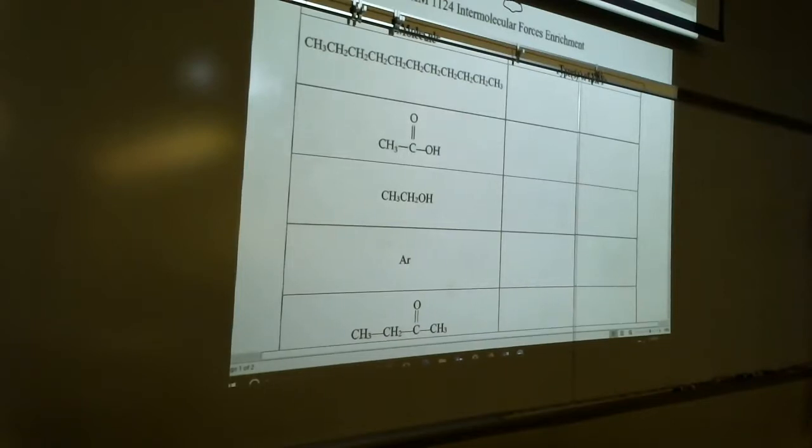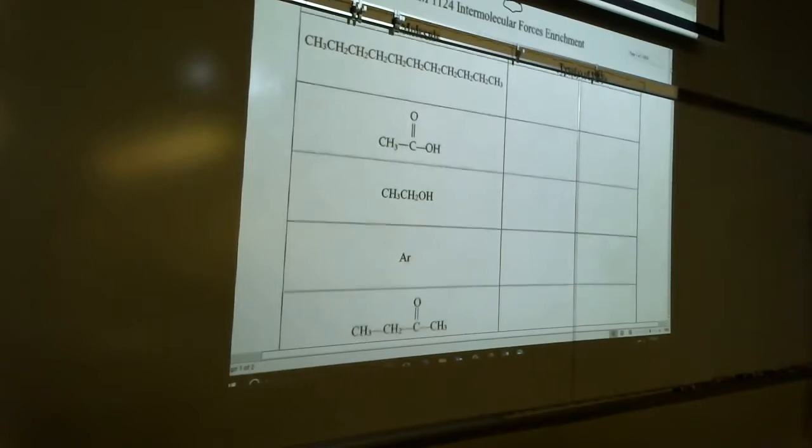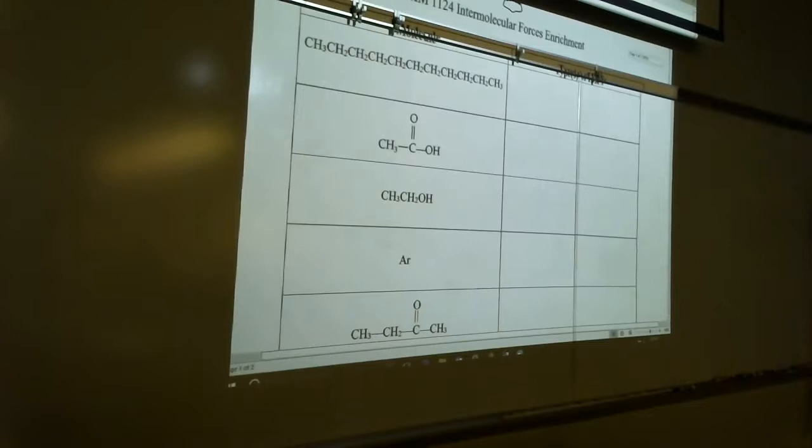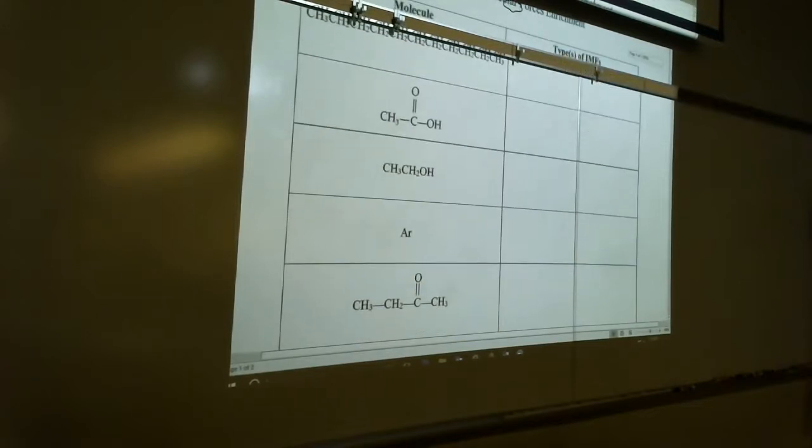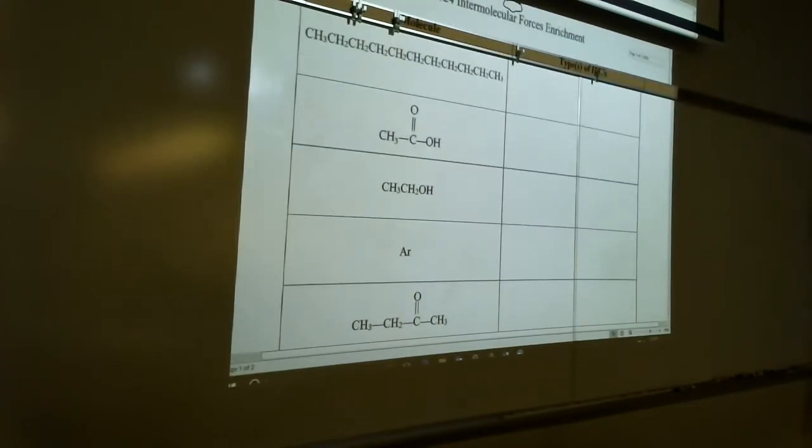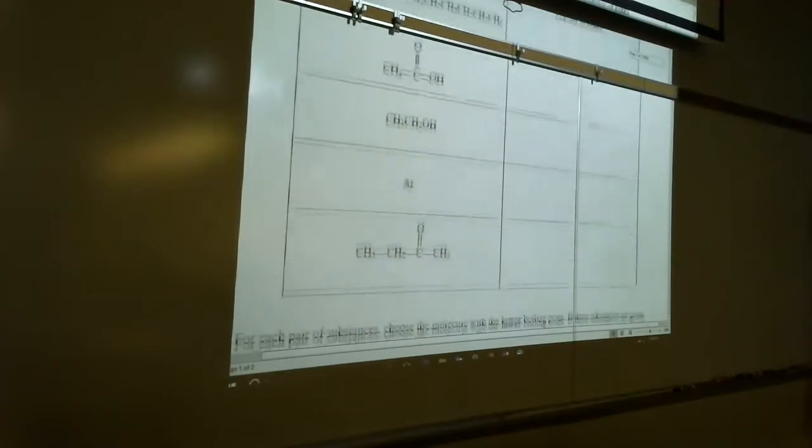So these are the problems we did during class. Here's the first part. I gave you some molecules, and I asked you to identify the types of intermolecular forces. All right, so hit pause, give it a try on your own, and then when you're ready to see the answers, you can push resume.